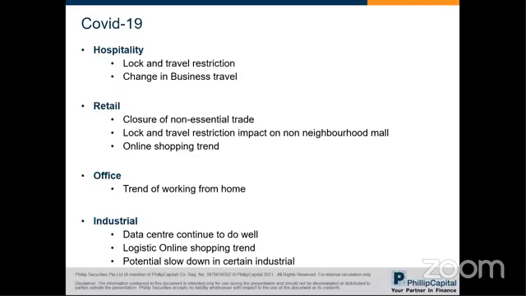Then lastly, industrial. So we expect data center to continue to do well with the technology trend. Next thing is that we also look into other parts of the industrial, logistics, because logistics will continue to do well because of the growing trend in online shopping. However, do take note that there's also potential slowdown in certain industries, because some industries continue to face downturn and the outlook may not be so good. Some of these companies may also go bankrupt and close down. So industrial may be affected differently.